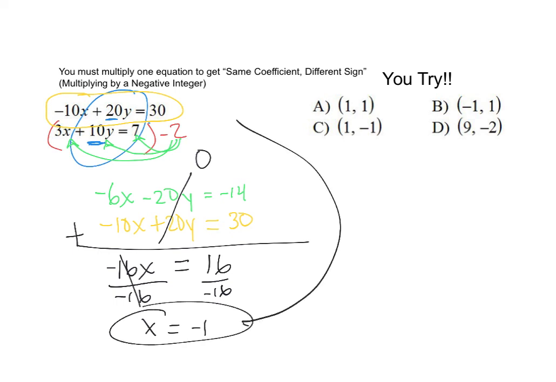Now I can go ahead and plug back in to find the y value if I'm actually trying to find the solution to the system. However, because I have this multiple choice, I know that if x is -1, that's the first number in my ordered pair. B is the only possible option.